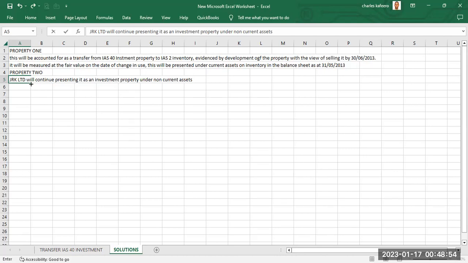I want you to get this very clear. The difference between property one and property two is that property one was renovated and they wanted to sell it in the normal course of business. That's why it was taken to inventory. But property two was sold without any development. It means that before they sold it, it was still an investment. They sold it as an investment property. So for this one, we are just going to be derecognizing it. It's not a transfer or whatever. The asset has just been sold, like they can sell, maybe, a scrapped car.